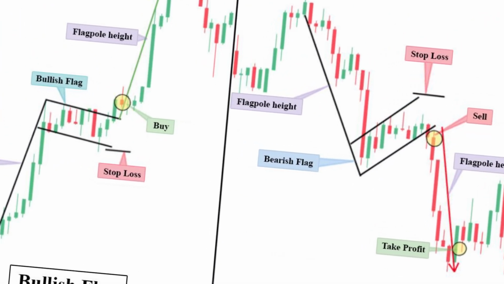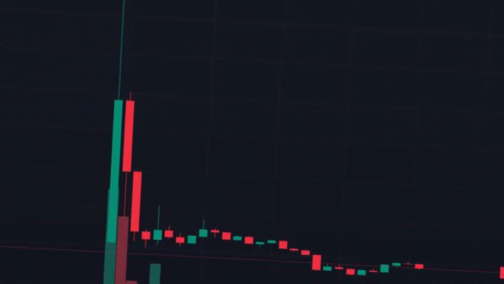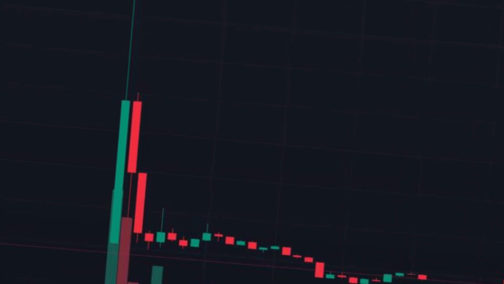If you're trying to catch the next 100x meme coin, you need to understand two things: the psychology of hype and the patterns that signal when to buy and sell. Most traders get wrecked because they ignore these. Don't be one of them. Today, I'll break it all down so you can trade smarter and make real money.